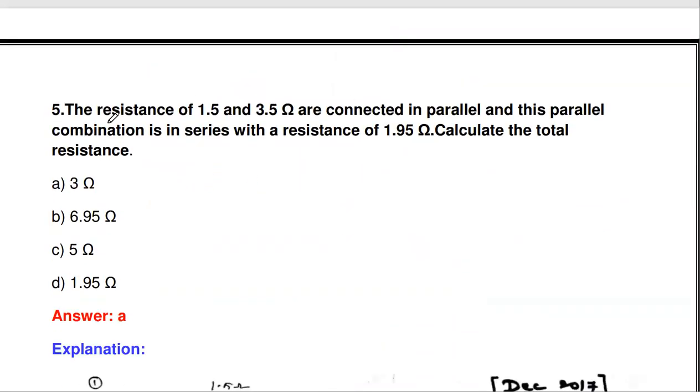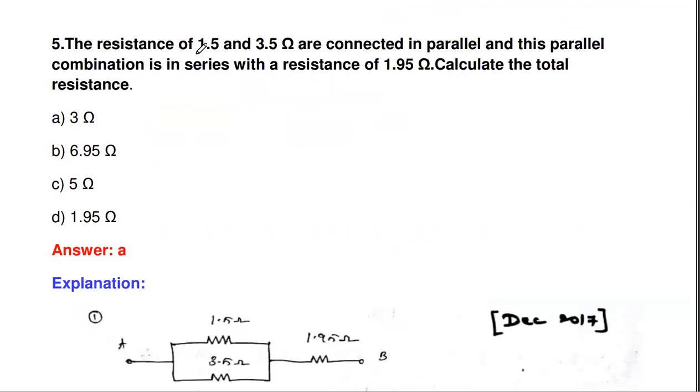Then you see the next question. The resistances 1.5 and 3.5 are connected in parallel. Okay, so this is a December 2017 question. The resistances 1.5 and 3.5 are connected in parallel, and this parallel combination is in series with the resistance of 1.95. Calculate the total resistance. Okay, first you convert this verse into a diagram. Then only you can solve easily.